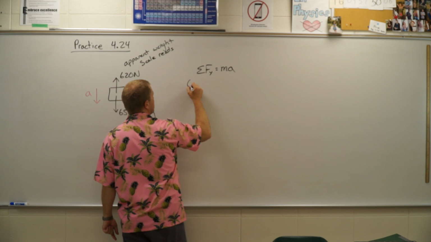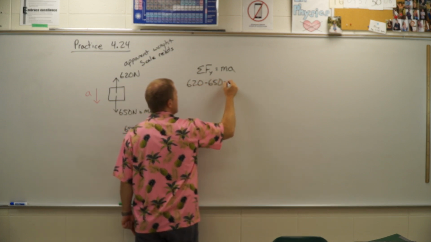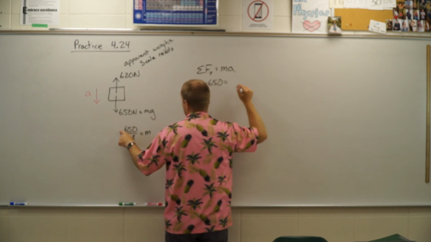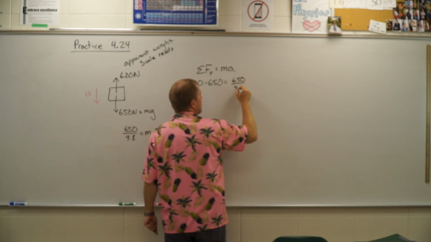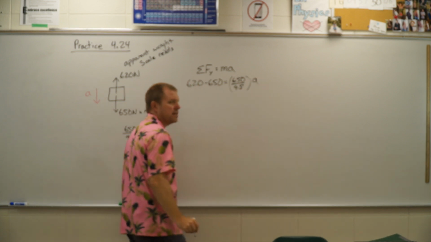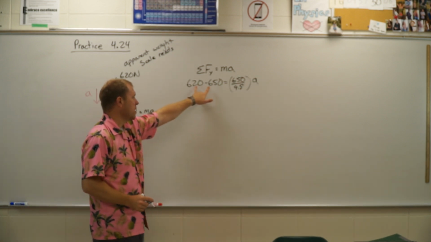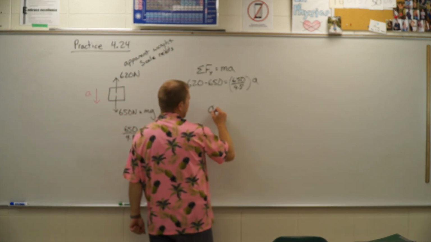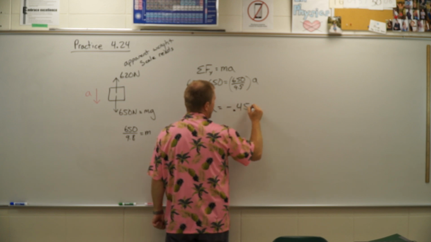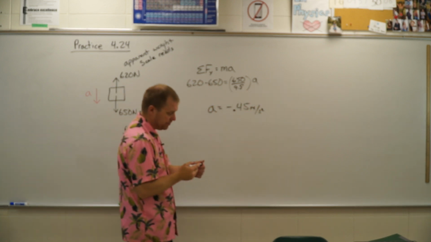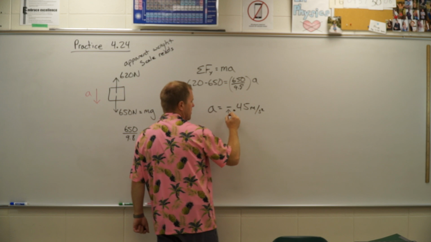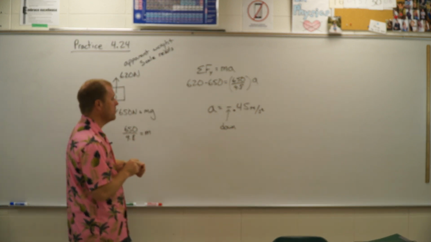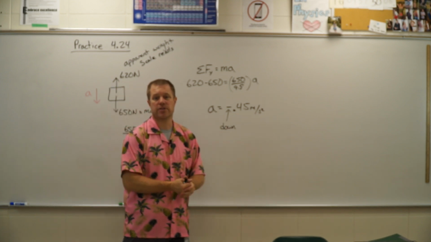So I have 620 minus 650 equals the mass, so ups minus downs for creating my equation here, and I have 650 divided by 9.8 for the mass times the acceleration. Go ahead, solve for that acceleration. I end up with negative 30 divided by 650 divided by 9.8. And so my acceleration comes out to negative 0.45 meters per second squared. Of course, this negative here is referring to the fact that the acceleration is down, just as we predicted. So this is 0.45 meters per second squared down as your acceleration. There you go.